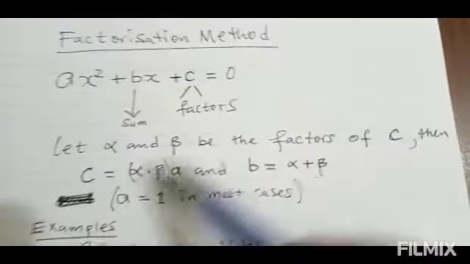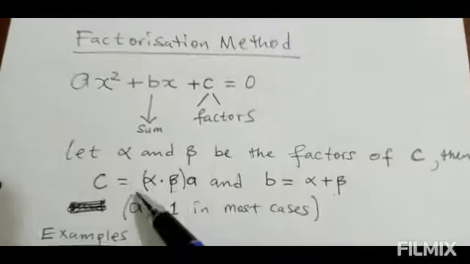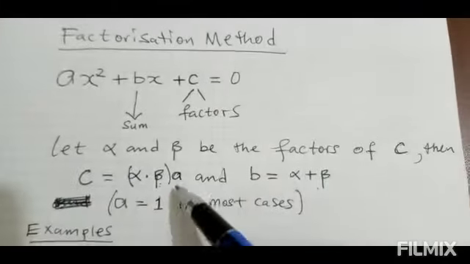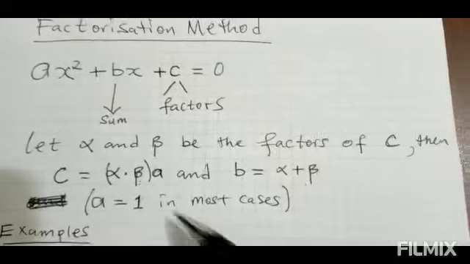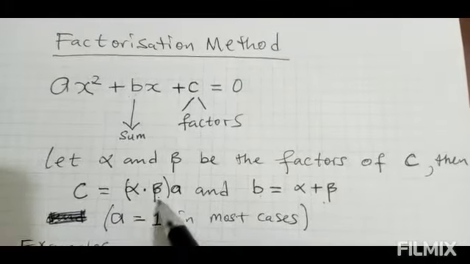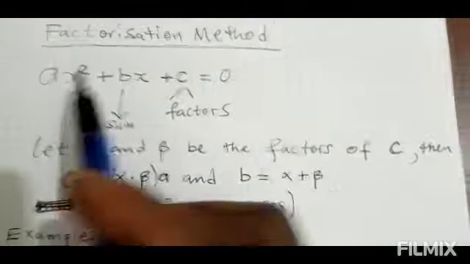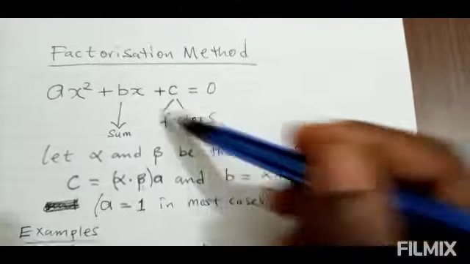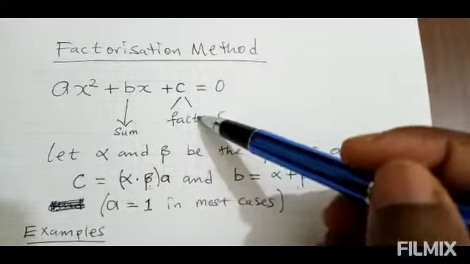Now, this expression holds if a is equal to 1 in most cases. When a is equal to 1, just c is equal to alpha times beta, because a is 1, okay? And b is equal to alpha plus beta. But there are instances when a is not equal to 1, okay? So the product will be alpha times beta times a, which is the coefficient of x squared, okay? So first of all, for us to factorize, we need to know the factors of c. And also we add those factors to get the sum.